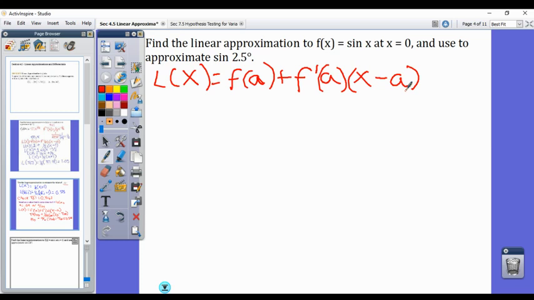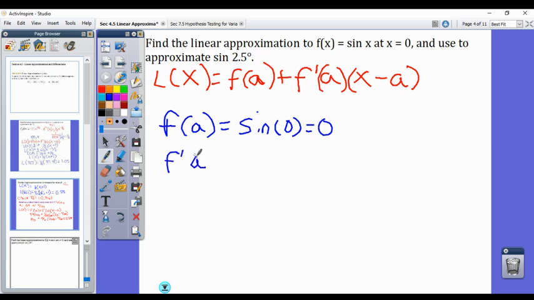Okay, so the first thing that I need is f of a, which in this case is sine at 0. And if you remember, or you look at your unit circle, that's going to be 0. Now, the derivative of sine is cosine. So cosine at 0 is 1. All right, so now I've got my pieces to plug into my formula.